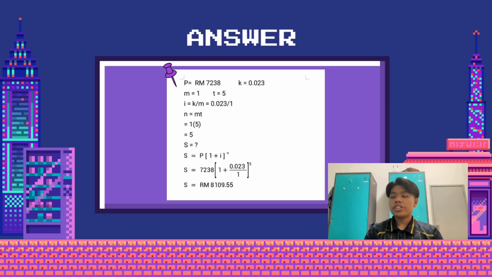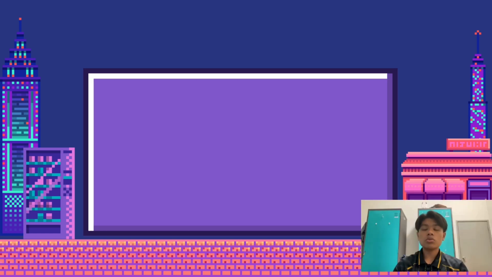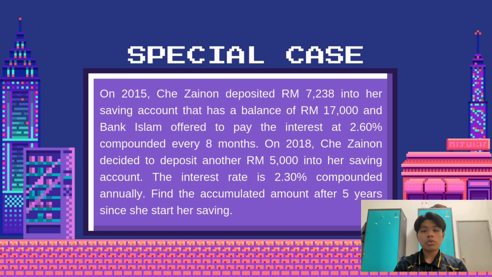Therefore, in this question, we use the formula S equals P bracket 1 plus small i bracket to the power of small n. After we insert all the information that has been given, we will get the answer for our S, which is our future value, at the amount of 8,109 ringgit 55 cents. So, that's all. Not only normal questions, but we also have a special case.